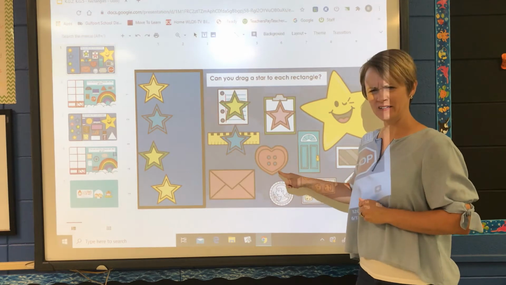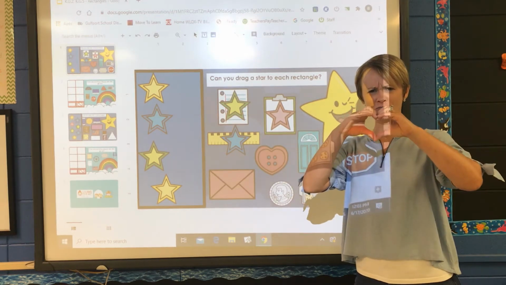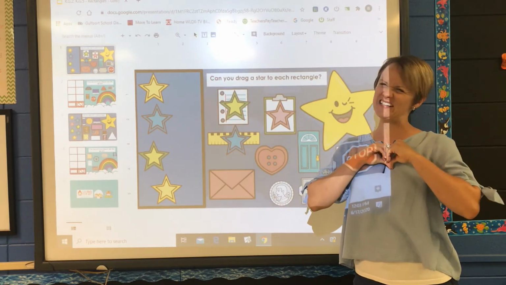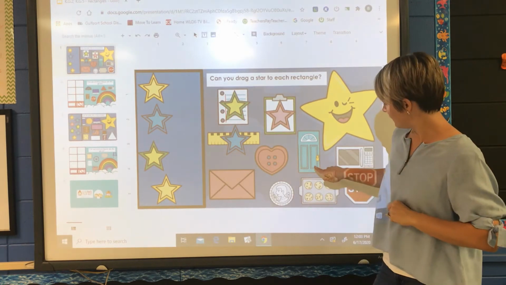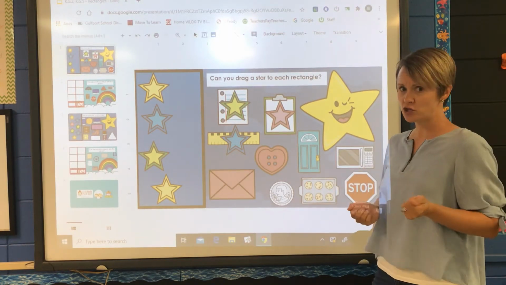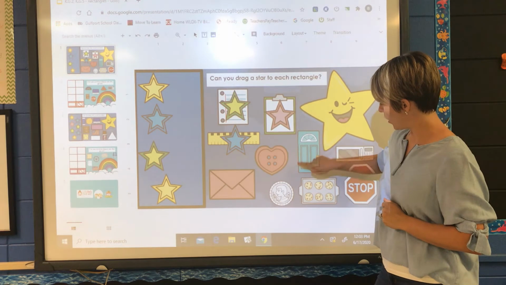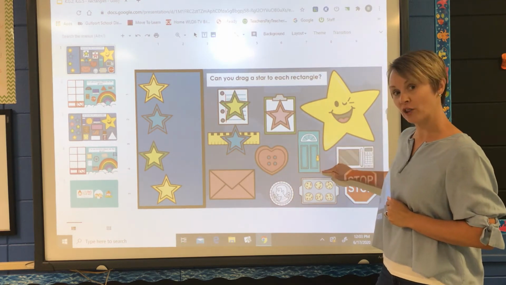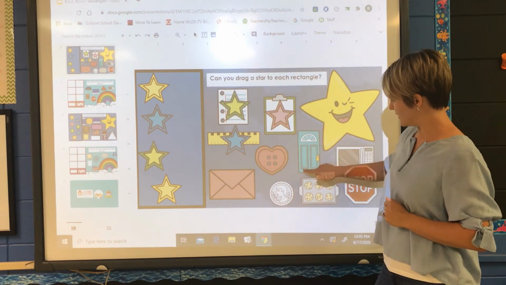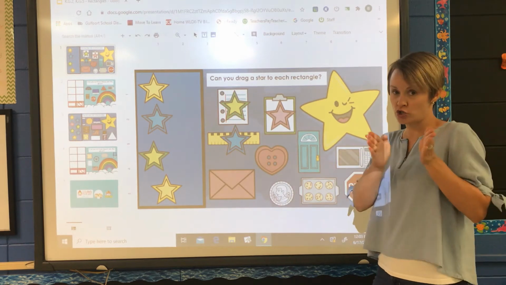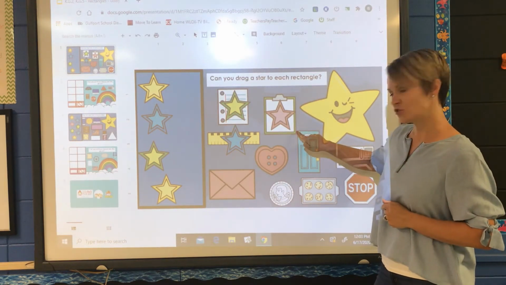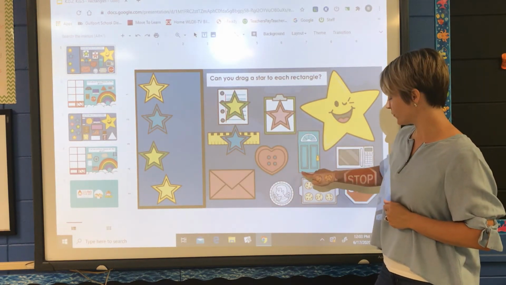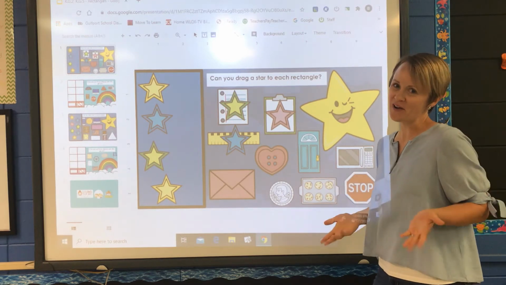But this button, that's shaped like a heart. I'm not going to put a star on him. He's not a rectangle. The door, it has straight sides. 1, 2 that are long. 1, 2 that are shorter. The corners are 1, 2, 3, 4. A great rectangle.